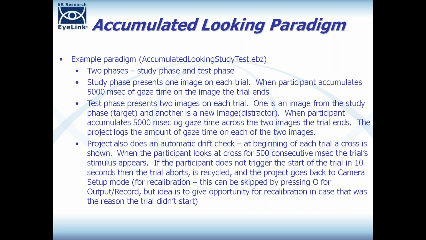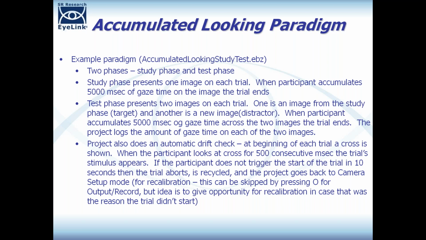And in the test phase, when the participant accumulates 5,000 milliseconds total of gaze time across these 2 images, the trial ends. So the project is not going to require 5 seconds on each image. It's going to require 5 seconds total on either of the 2 images, and that can be divided up in any way. But as it's doing this gaze checking, it's also going to be logging the amount of time spent on each of the 2 images.